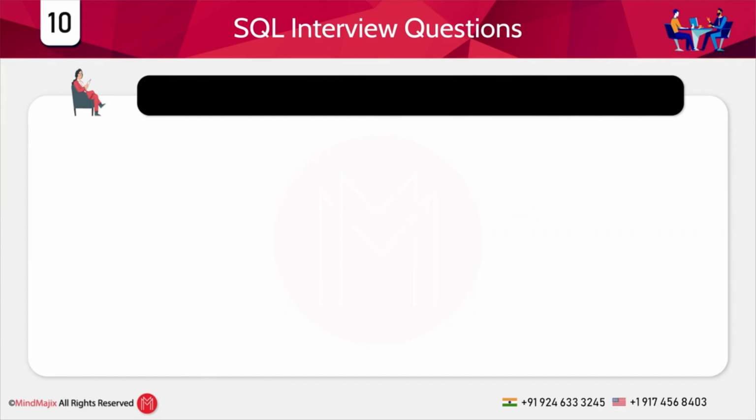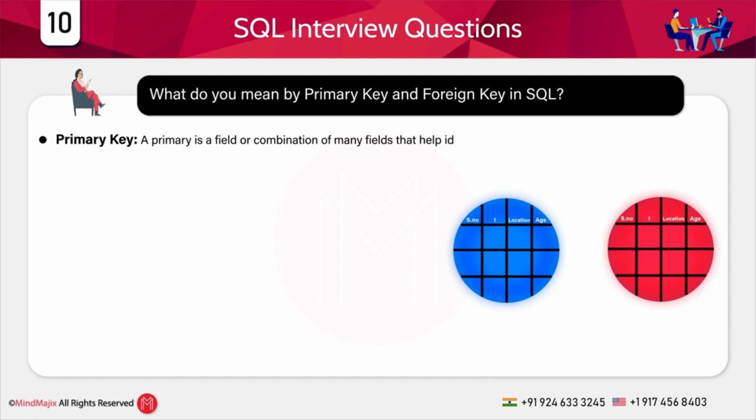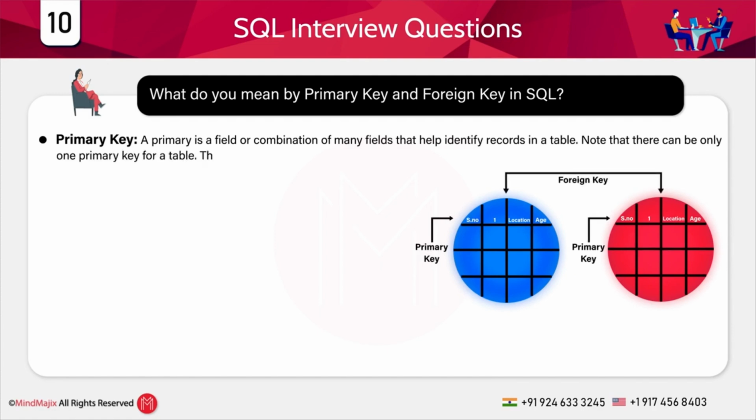So let's move to the next question. And guys, this is a very important question as far as SQL interview is concerned, and this is a basic question also. What do you mean by primary key and foreign key in SQL? A primary key is a field or a combination of many fields that help identify records in a table. You must understand that there can be only one primary key for a particular table. The table that has a primary key is known as the parent table.